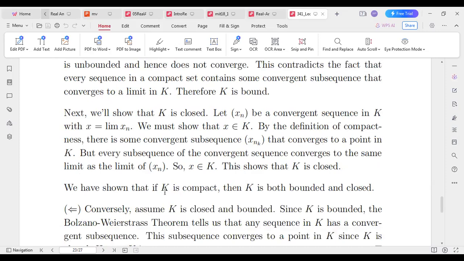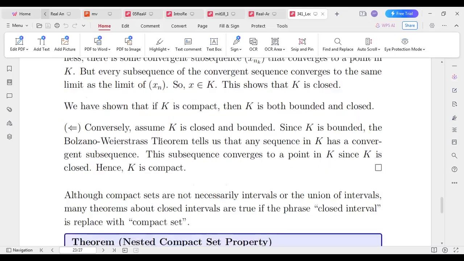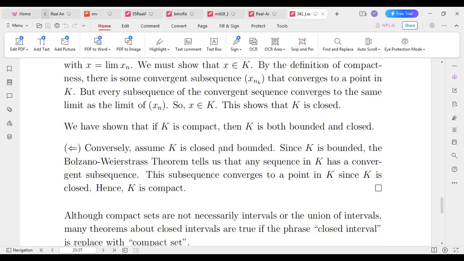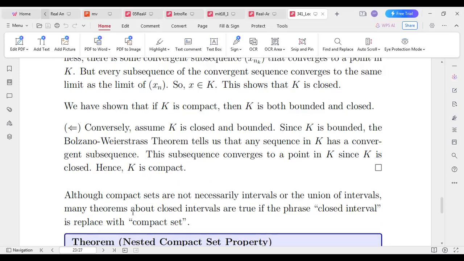So we have shown that if K is compact, then K is both bounded and closed. Now conversely, assume K is closed and bounded. Since K is bounded, the Bolzano-Weierstrass theorem tells us that any sequence in K has a convergent subsequence. This subsequence converges to a point in K since K is closed, hence K is compact. Although compact sets are not necessarily intervals or unions of intervals, many theorems about closed intervals are true if the phrase closed intervals is replaced by compact sets.